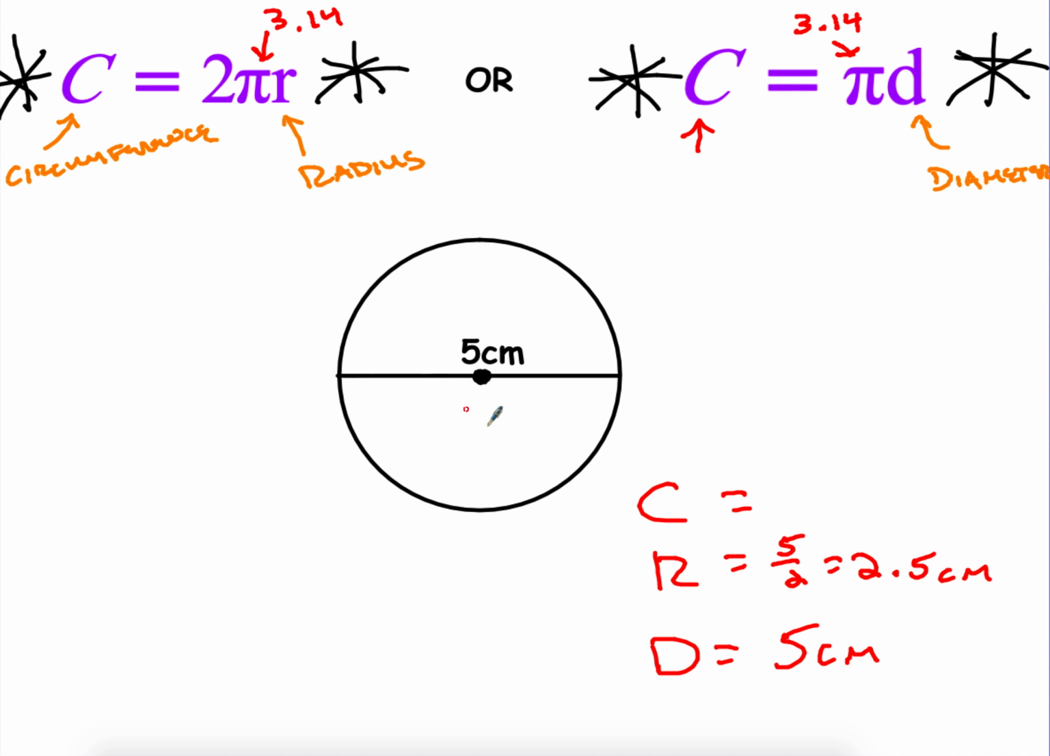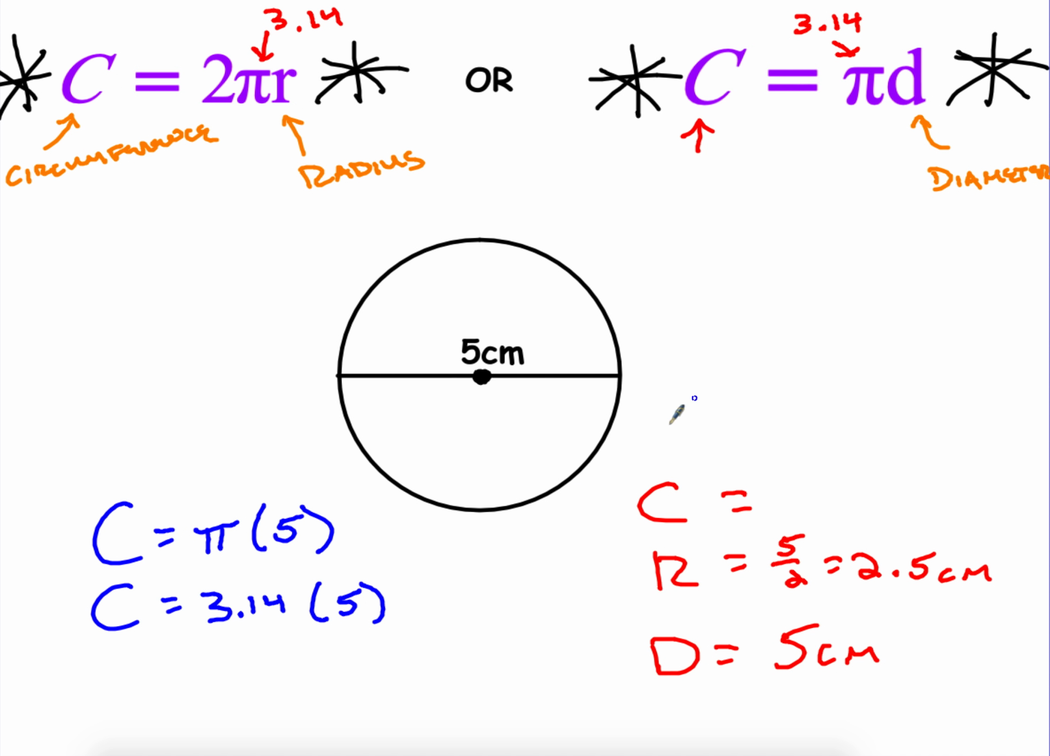Now when I want to find my circumference, I can use my formulas. Since I was already given my diameter, I can use this formula right here, where circumference equals pi times diameter. I'll do that over here real quick. So my circumference equals pi times the diameter, which is 5. I'm plugging my value into my formula. Now we know that we're going to use 3.14 for pi.